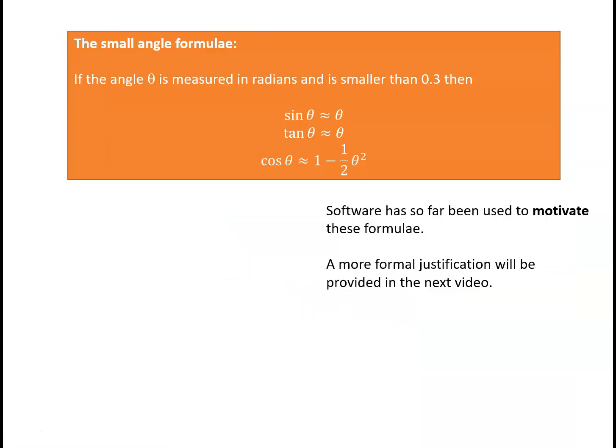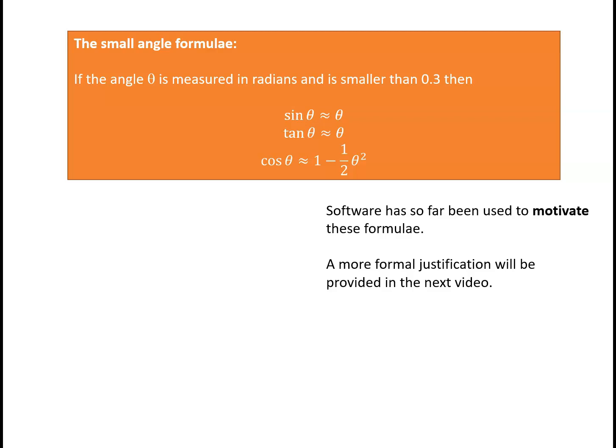So the small angle formulae state that if the angle theta is measured in radians and is smaller than 0.3, then we've got sine theta is approximately equal to theta, tan theta is approximately equal to theta, and cos theta is approximately equal to 1 minus a half theta squared. Now so far we have used GeoGebra to motivate these formulae, and a more formal justification will be provided in the next video.